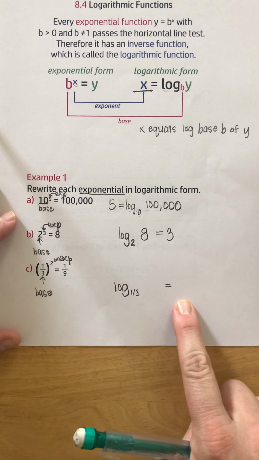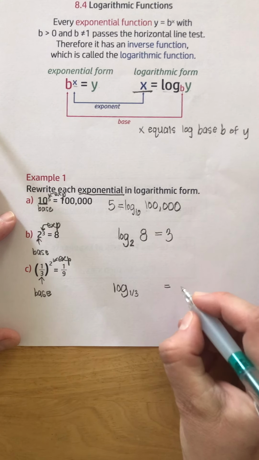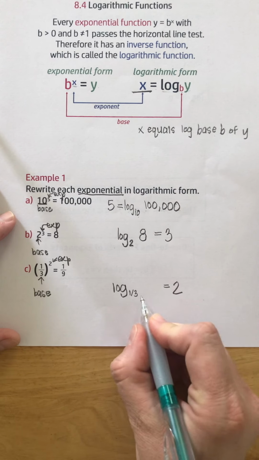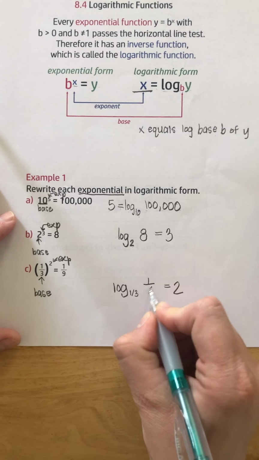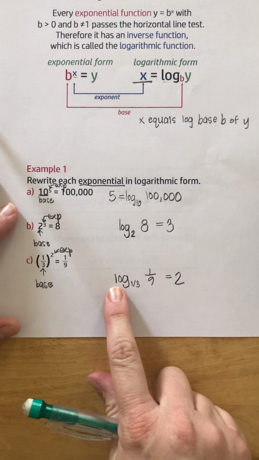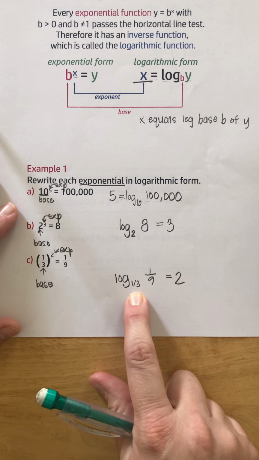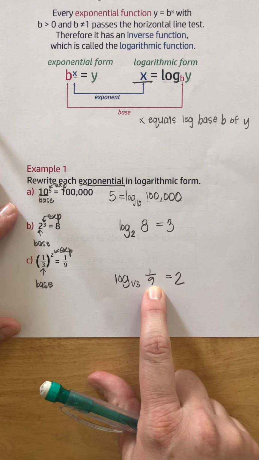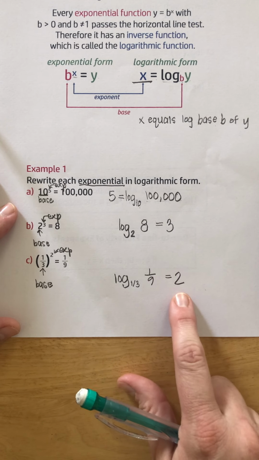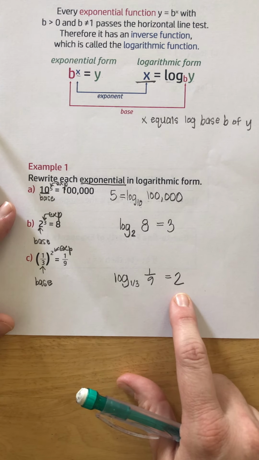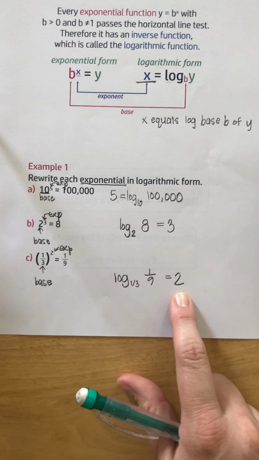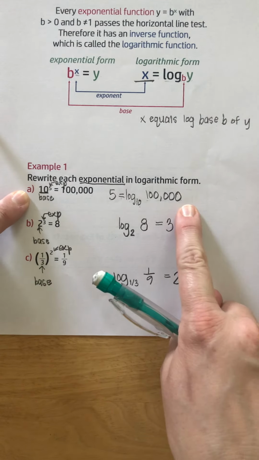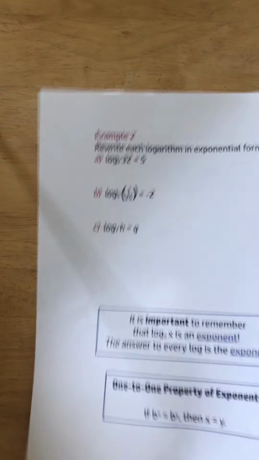Well, remember the exponent is going to go on the other side, and our exponent is a 2. So back here, we're going to have 1/9. So the way I would read this out loud, I would say log base 1/3 of 1/9 is equal to 2. So all we did there was just change it from exponential form to logarithmic form.